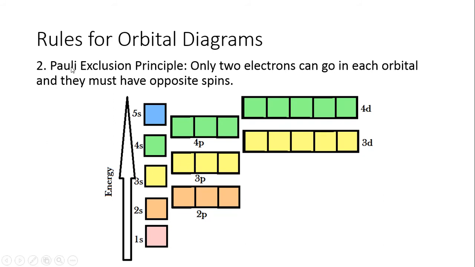The second rule is called the Pauli exclusion principle. Only 2 electrons can go in each orbital, and they must have opposite spins. So, 2 electrons can go in one orbital. Each orbital is a box, remember? And they have to have opposite spins. This is because electrons are negative, so they repel each other, and in order to decrease that repulsion, they spin in opposite directions.